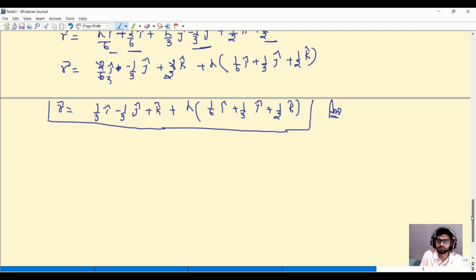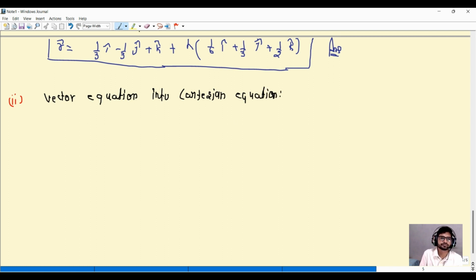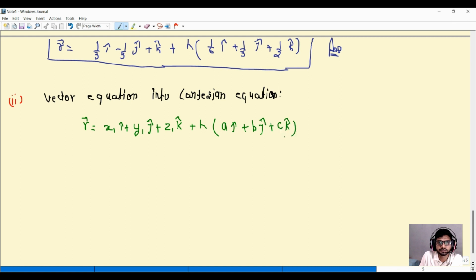Now, what about the second type? How do we convert the vector equation into Cartesian equation? So the vector equation is given by r equals x1 i plus y1 j plus z1 k plus lambda times ai plus bj plus ck.